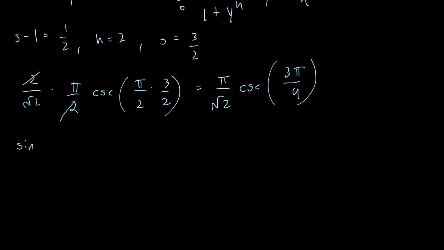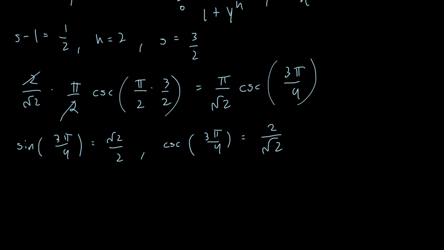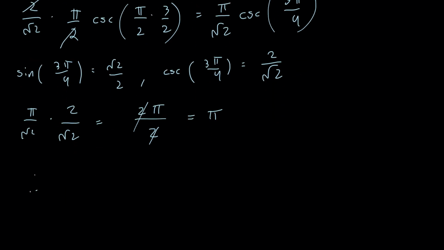And we know that the sine of 3 pi over 4 is root 2 over 2. So the reciprocal, cosecant of 3 pi over 4, is 2 divided by the square root of 2. So we're going to have pi root 2 times root 2. So we have 2 pi over 2. The 2's cancel, so we have pi. So now we can say that therefore the integral from minus infinity to infinity of the arctangent of 1 over 2x squared dx is equal to pi. So that is the final result.